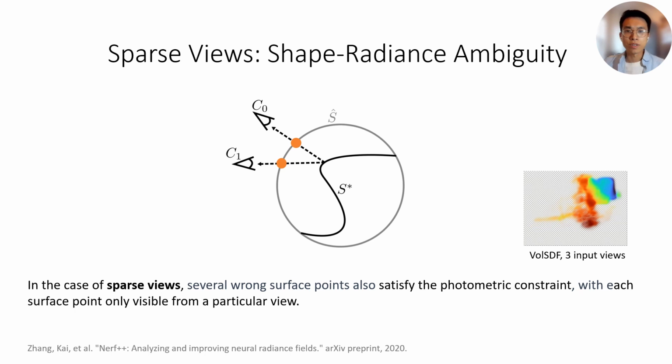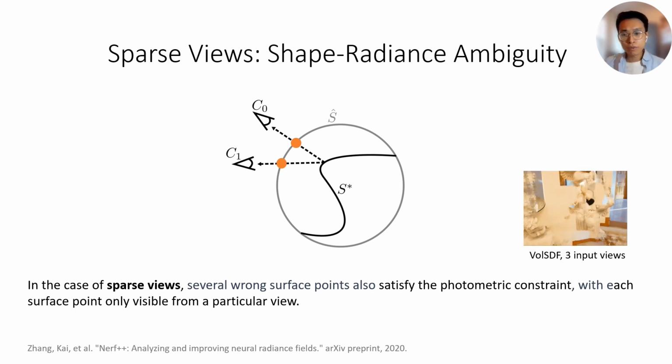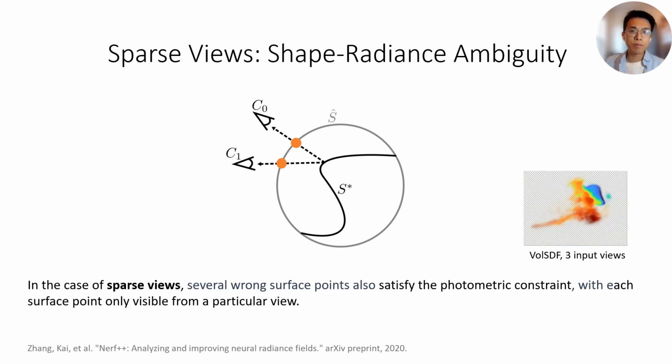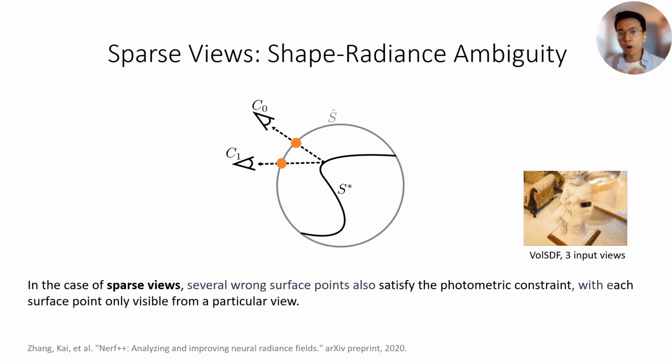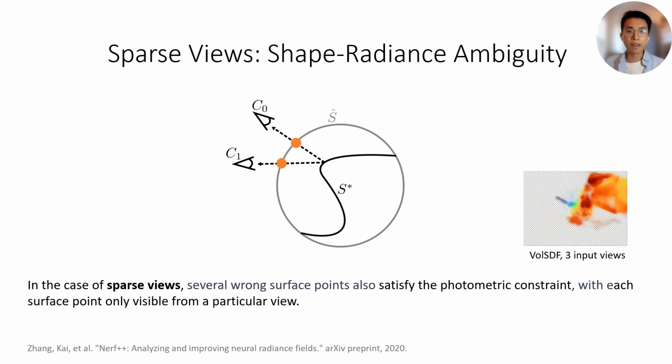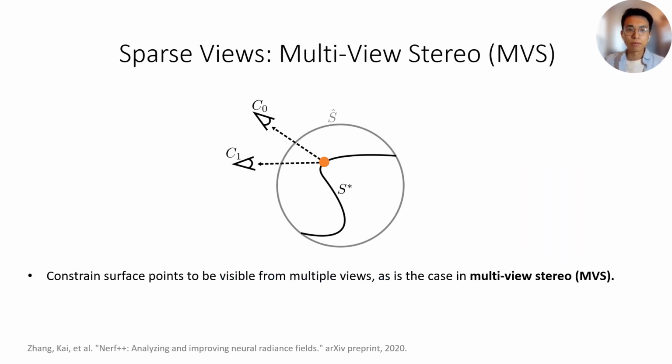VolSDF works well with dense input fields, but with sparse fields, it often tries to satisfy input images by generating some wrong surface points, with each point only visible from a particular view. It's called shape radiance ambiguity, which leads to bad results.